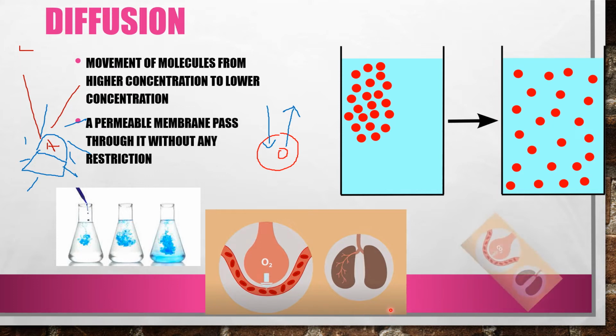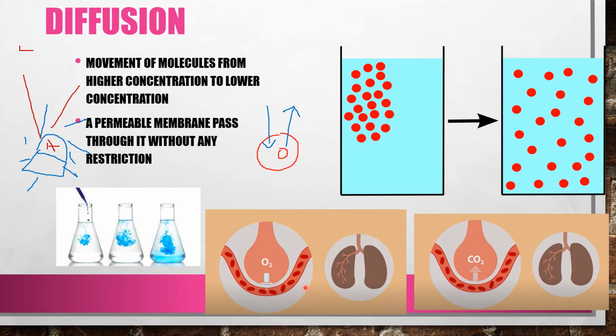So the best example is carbon dioxide. Oxygen and carbon dioxide are exchanging in the lungs. From the alveoli, oxygen is spreading to the pulmonary blood vessels. Then carbon dioxide is taken from the blood vessels to the alveoli. Simultaneously, this process is happening, so we can call it diffusion.